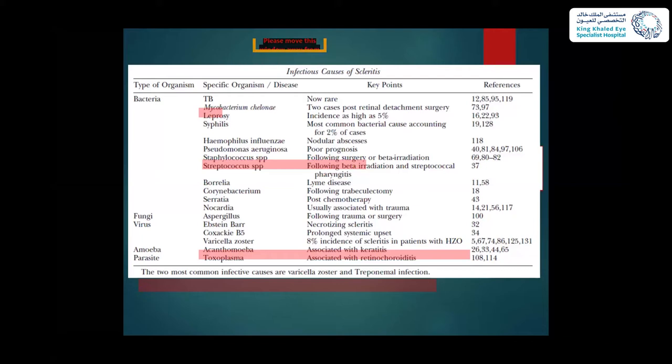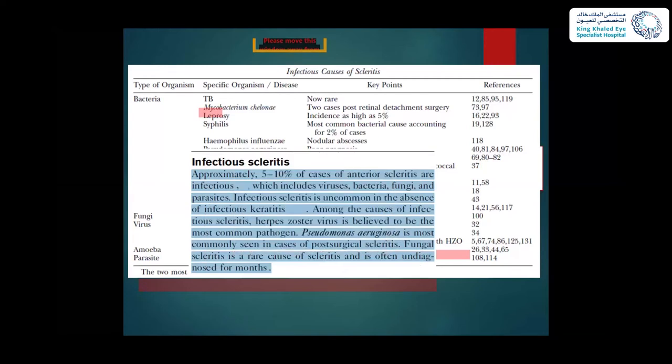If you see an indolent infection with nodules, or chronic scleritis that's not responding to treatment, then you need to keep in mind other indolent causes like TB. Herpes can present with scleritis. Of course, fungi can present too, mostly in immunocompromised patients or a patient who had trauma with part of a tree or something, and usually that will be shown in the history. Almost 5 to 10% of cases of anterior scleritis are infectious in etiology, and Pseudomonas aeruginosa, as we said, is one of the common causes.